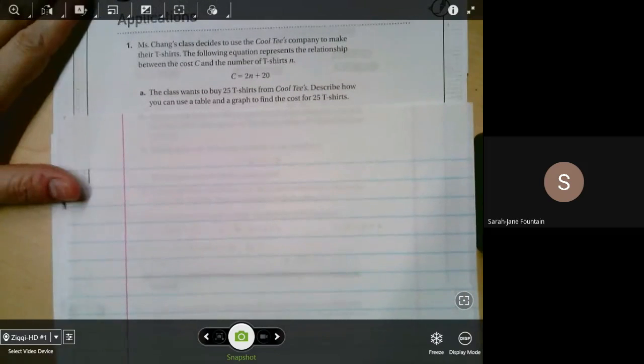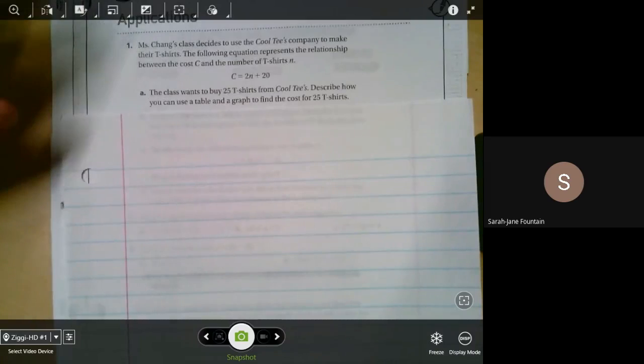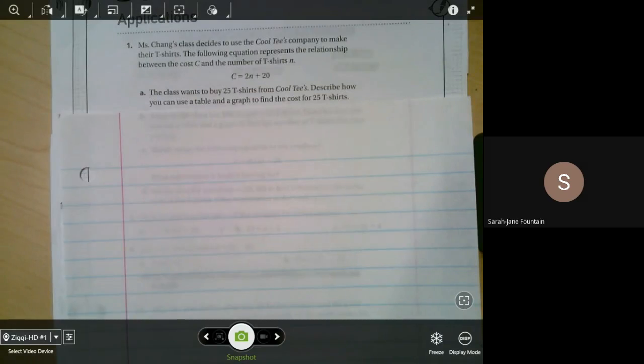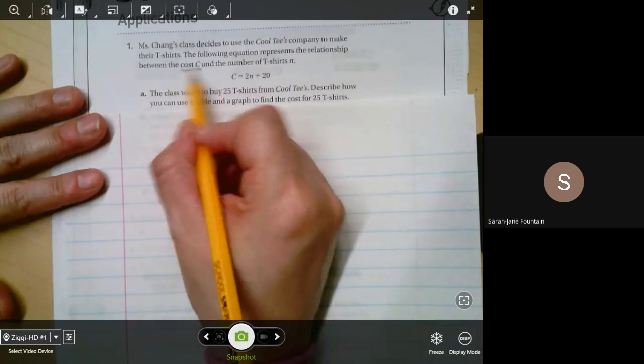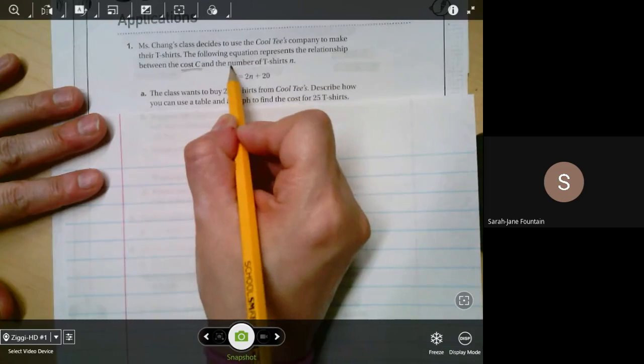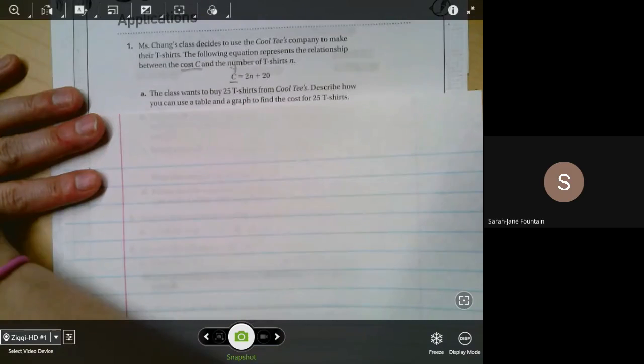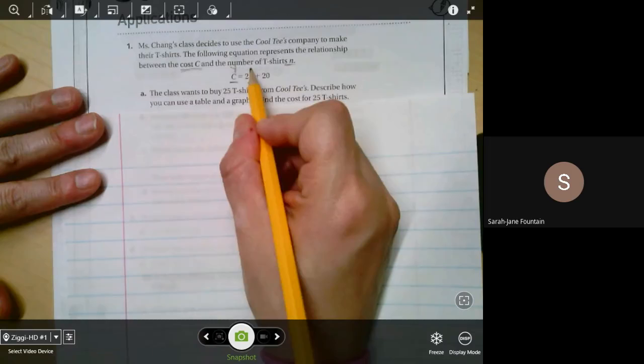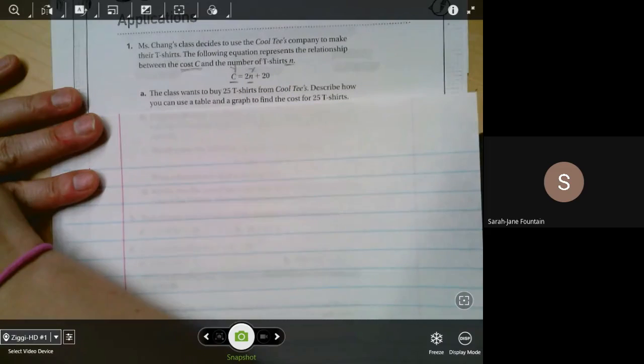So I do apologize. One of the biggest things with any of these problems is just to read it slowly and read it carefully. Ms. Chang's class decided to use the Cool Teas company to make their t-shirts. The following equations represent the relationship between the cost, C. So I know the C is cost. Whatever is in my Y position is going to be cost, and the number of t-shirts, which is N, my X is always going to be my N.